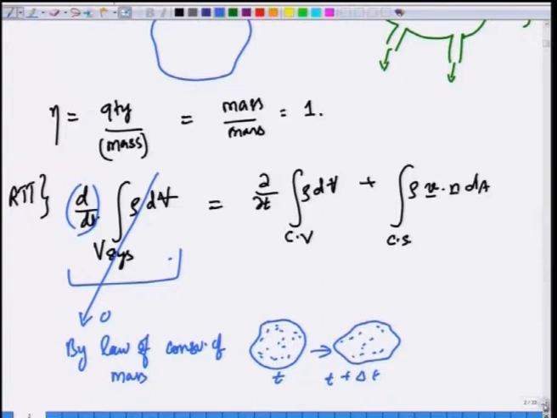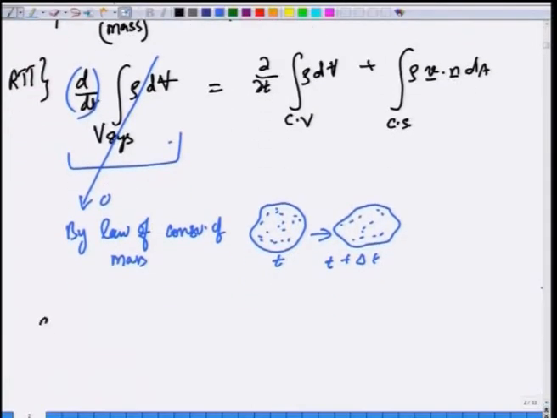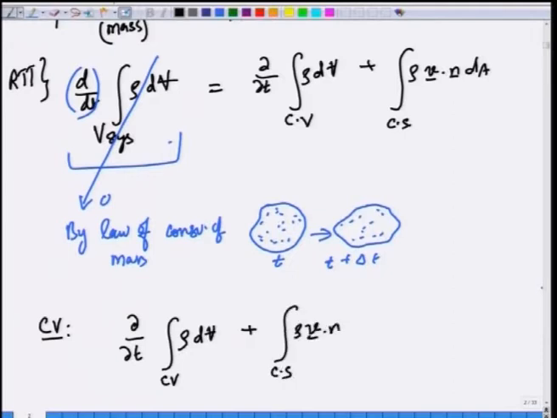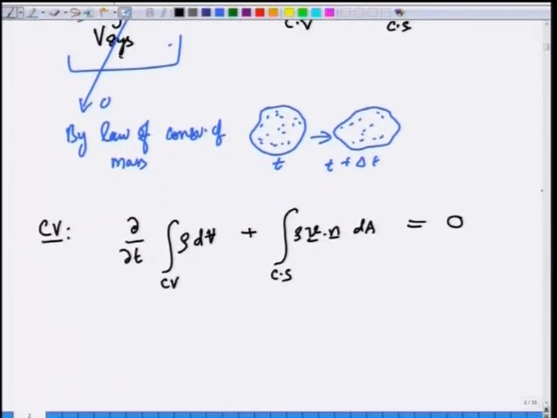So, the mass conservation principle as applied to a CV reduces to d/dt of the integral over CV of rho dV plus the integral over CS of rho V dot n dA is 0, because this term is 0. So, this right side must be equal to 0. Now, I can interpret this in the following manner. I can take the flux term to the other side, the integral over CS of rho V dot n dA.